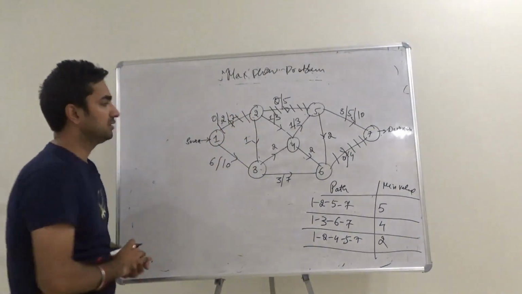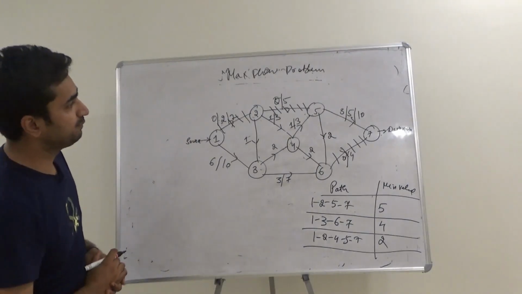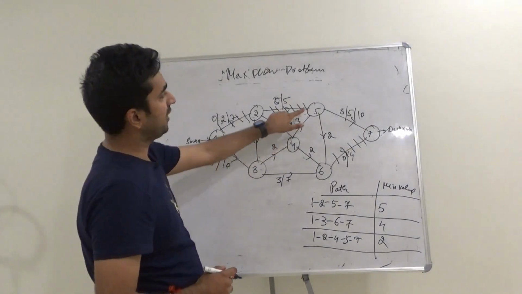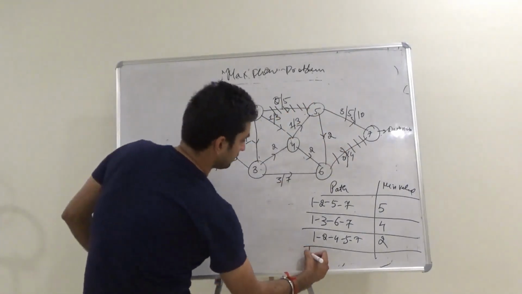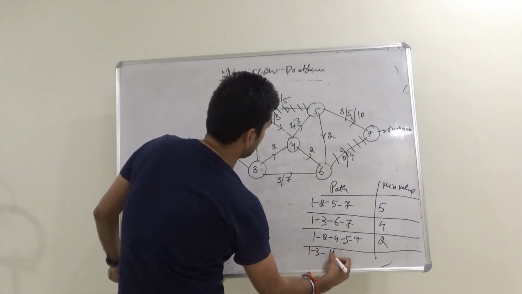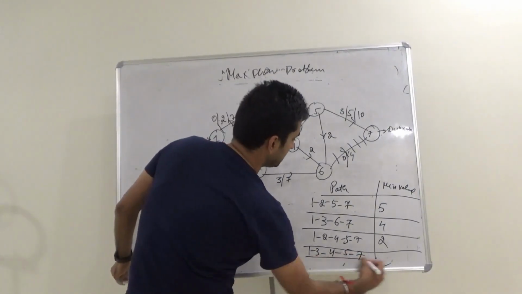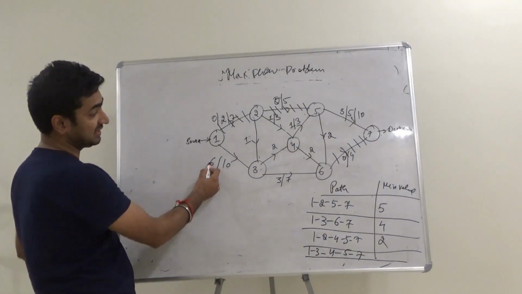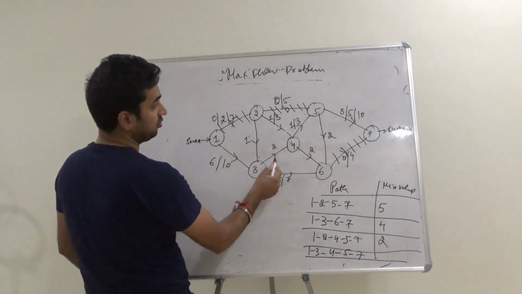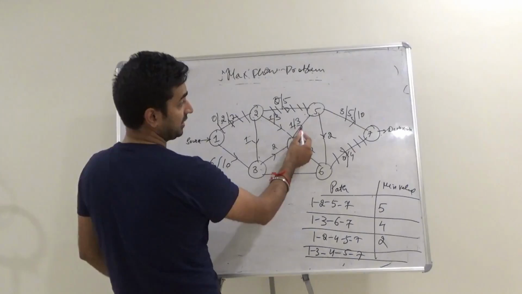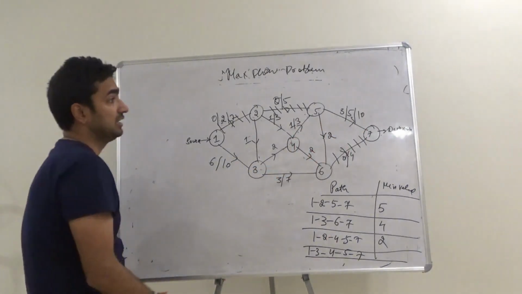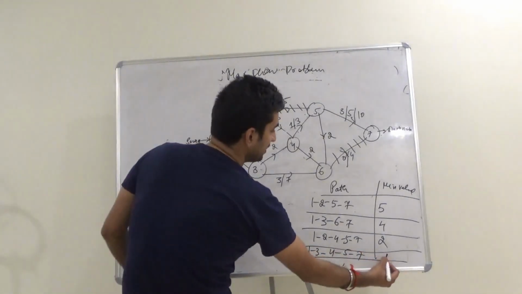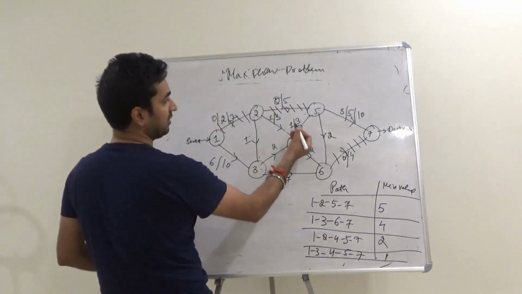I cannot go from this. So I can explore 1 to 3, 3 to 4, 4 to 5, 5 to 7. This path I can also explore. 1 to 3 is 6, 3 to 4 is 2, 4 to 5 is 1 and 5 to 7 is 7. So the minimum possible value is 1 obviously.